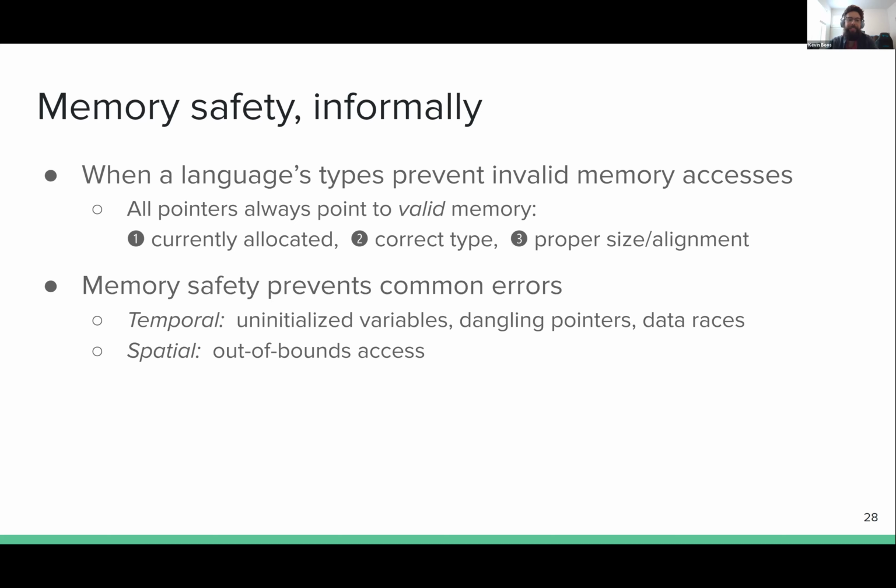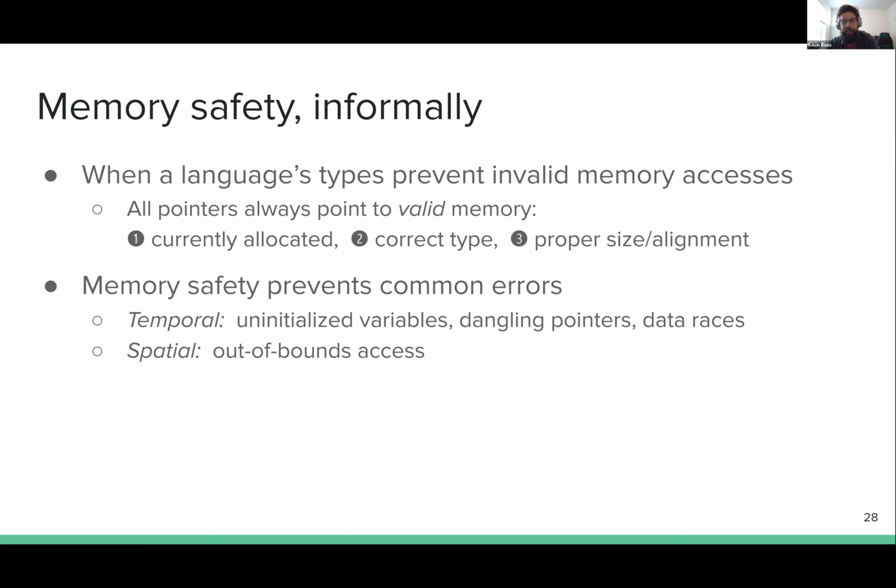Now, what is valid memory, right? Again, this is up for debate, but the general interpretation of valid memory is that it's currently allocated, it's of the correct type, meaning that you're accessing it through typed functions that expect this memory to be of a certain type, right? That's what I mean by correct. Expected type is another way to say it. And it's at the proper or expected size and alignment.